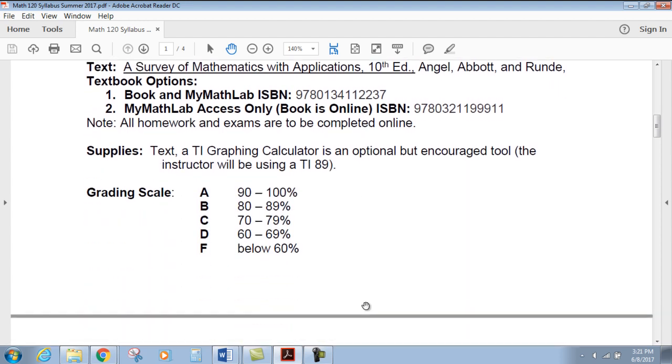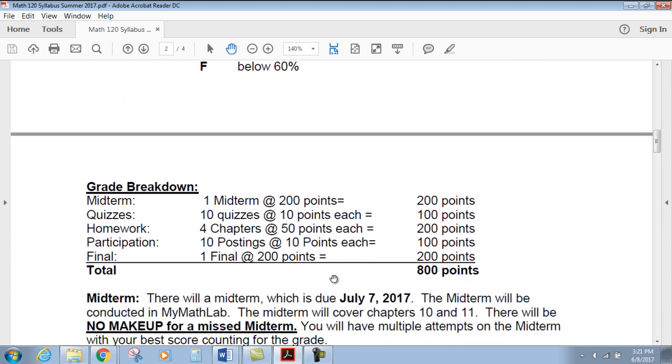Supplies: you need a textbook. A TI graphing calculator is optional but encouraged. I like to use the TI-89 personally, and also the TI-84 and TI-83 for that matter. They're very good calculators. Standard grading scale: A, B, C, D, F.